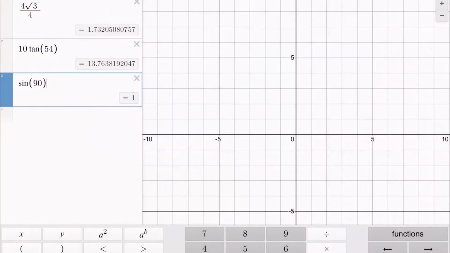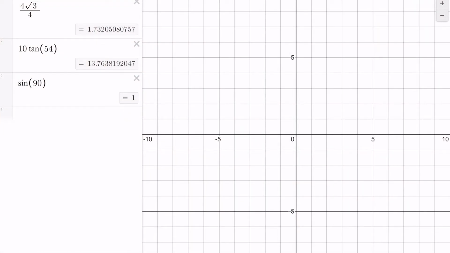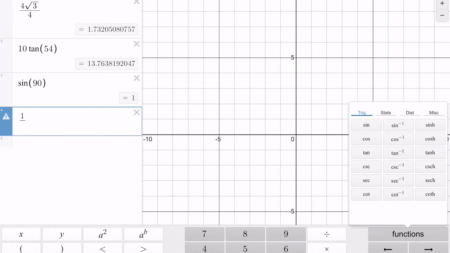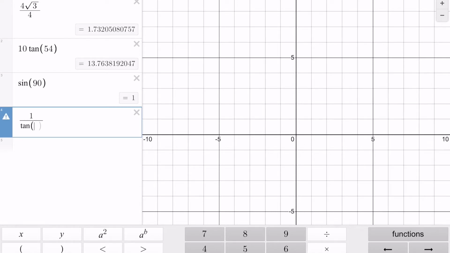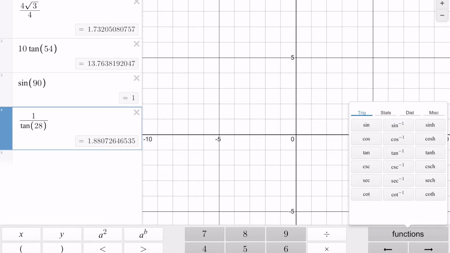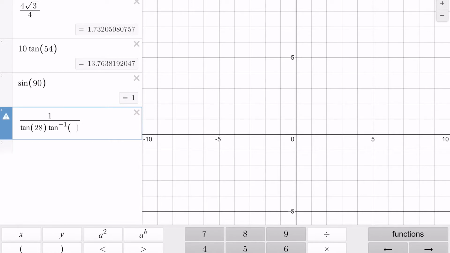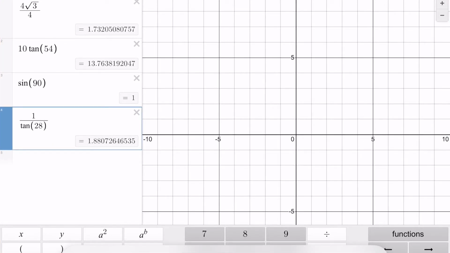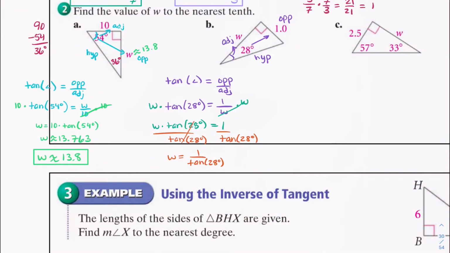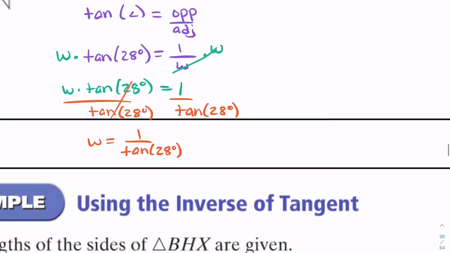1 divided by tangent of 28. We're going to make sure we're in the right mode. 1 divided by tangent of 28. Make sure you're using tangent, not tangent inverse. That's the one right here. You don't want that one, the tangent inverse is what that's called. Okay, we get 1.88, which is approximately 1.88. So W approximately equals 1.9 because we're rounding.